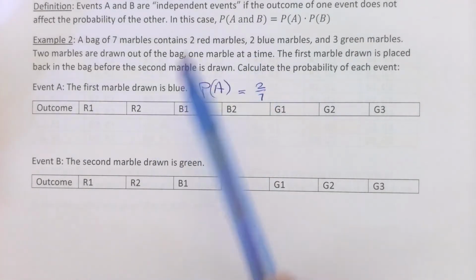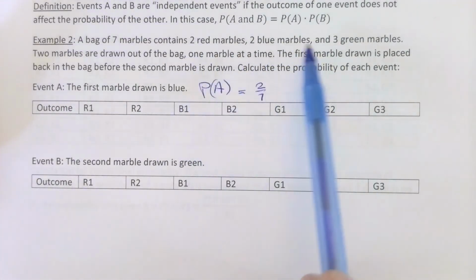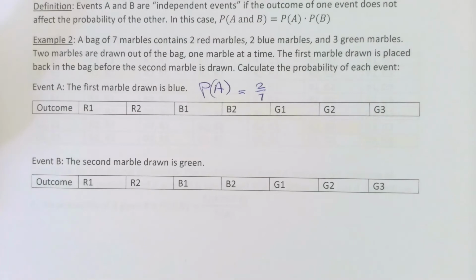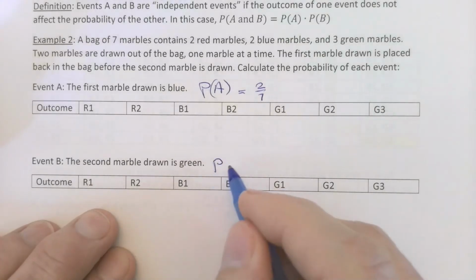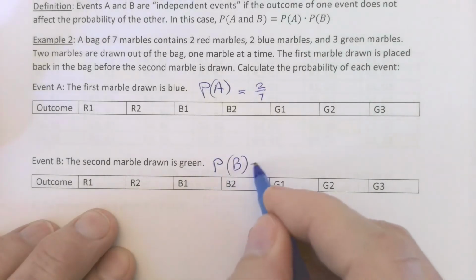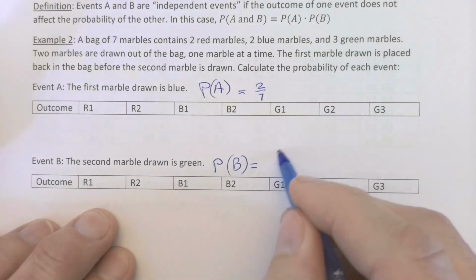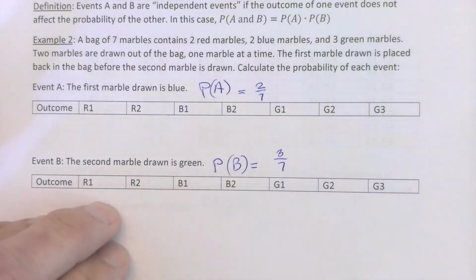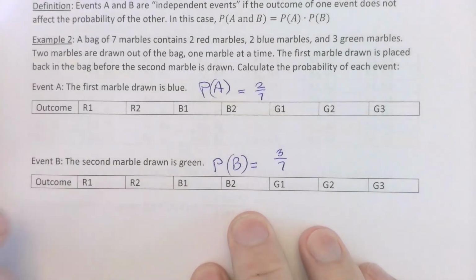So the status of the bag for the second draw is exactly the same as what we saw for the first draw. There's 2 red, 2 blue, and 3 green. All the marbles are back in there. They're all scrambled. Each one is equally likely. So the probability that the second marble drawn is green is event B. Its probability is there's 3 green marbles labeled G1, G2, and G3 among 7 possibilities. So that's 3/7.